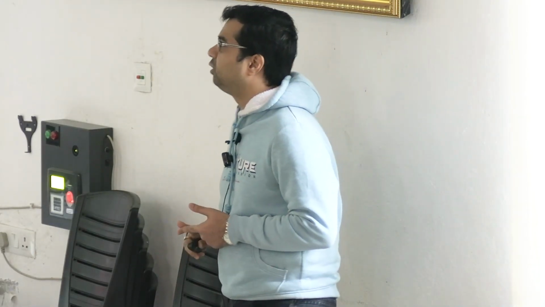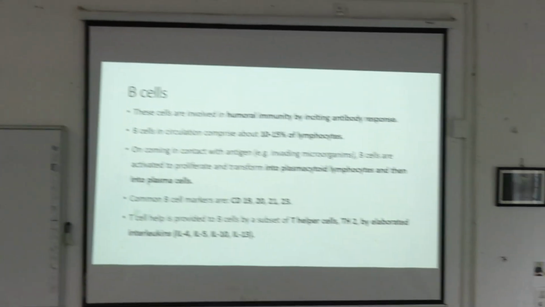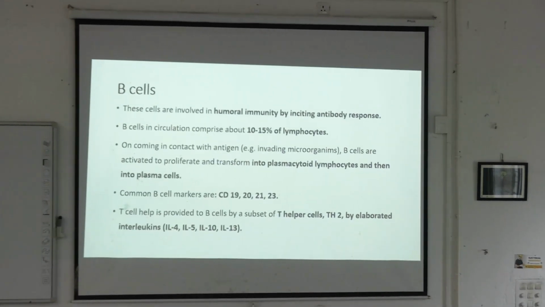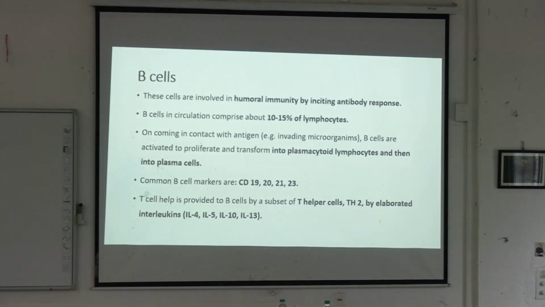Now B cell. These cells are involved in humoral immunity by inciting antibody response. B cells in circulation comprise about 10 to 15% of lymphocytes. On coming in contact with antigen, B cells are activated to proliferate and transform into plasmacytoid lymphocyte and then into plasma cell. Common B cell markers: CD19, CD20, CD21, CD23. T cell help is provided to B cells by a subset of T helper cells, Th2, by elaborating interleukin IL4, IL5, IL10 and IL13.